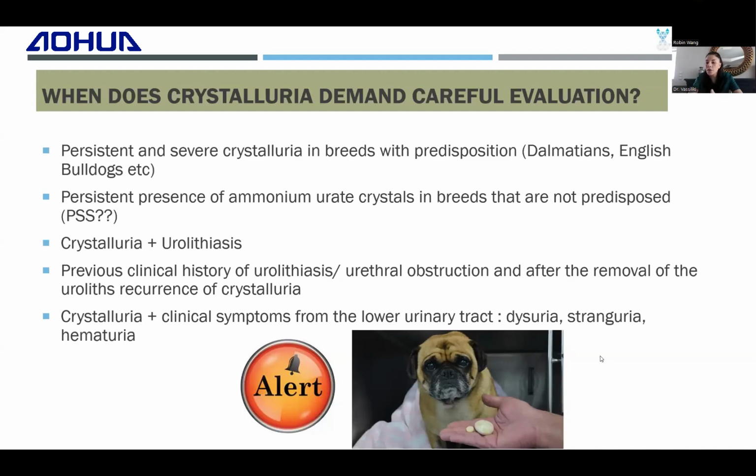Okay, dysuria, of course, we all know, is when animals cannot urinate properly. Stranguria is when they actually urinate very small amounts, multiple times, and when they're struggling to urinate. And hematuria is when they have either blood or hemoglobinuria, which has to be differentiated as well. Okay, so these are the events where we have to closely monitor animals that have crystalluria.